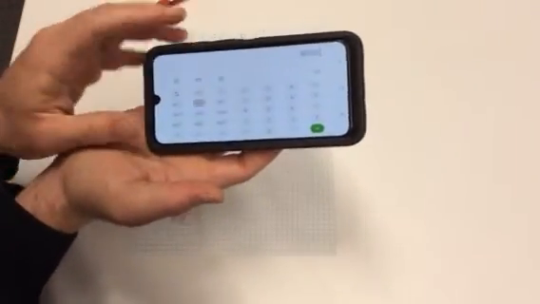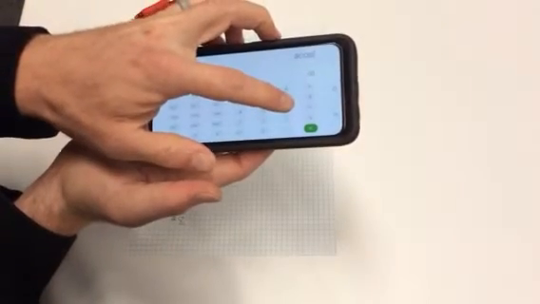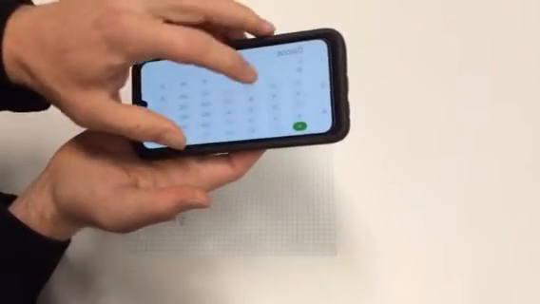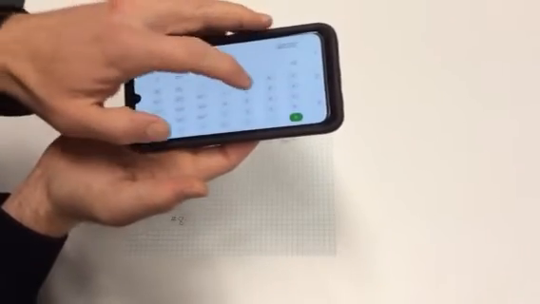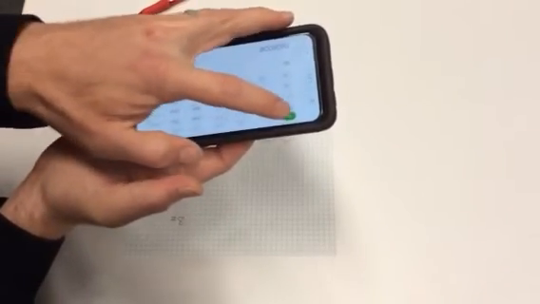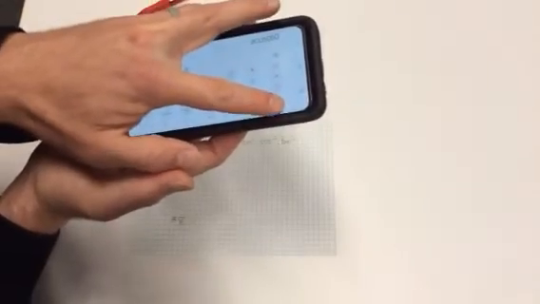If I do inverse cosine of 60 degrees, oops, I'm in trouble hitting these little buttons. Inverse cosine of 60 degrees, I hit equal.